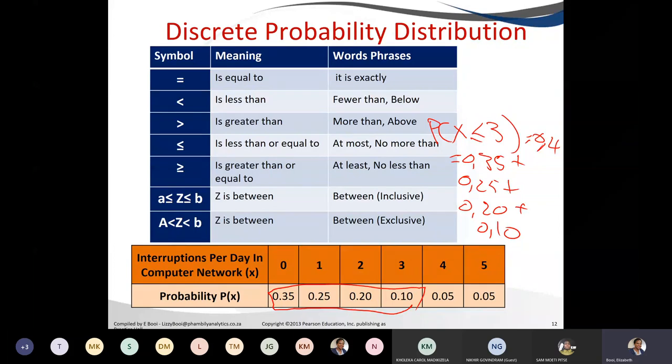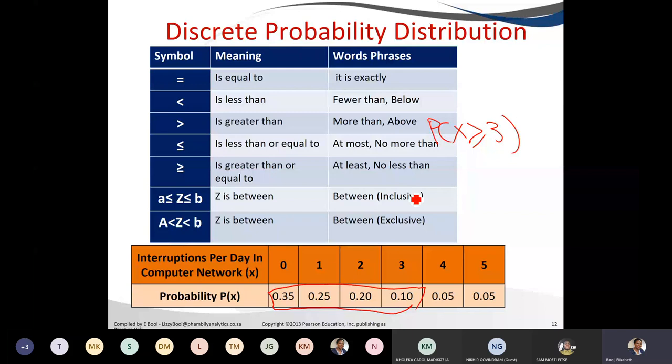And at least will mean it is greater than or equal to, similar to the at most. The at least will mean it's bigger than, and also include that value. So if the probability was at most 3, this would have been greater than or equal to 3. And if that is the case for at least, which means bigger than or equal to 3, it means we are only interested in those ones.